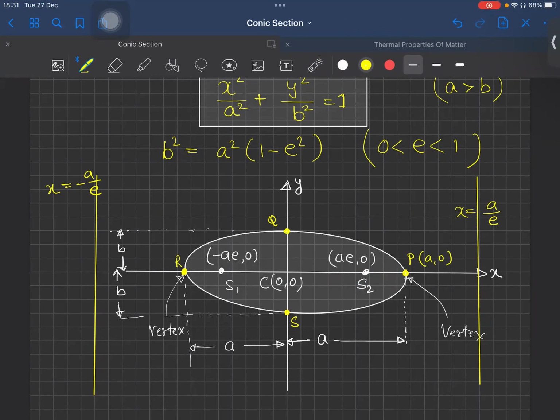What will be the coordinate of Q? From here to here, it is B, no? So what will be the coordinate of Q? 0 comma B. S? 0 comma minus B. 0 comma minus B, very good. R? Minus A comma 0. Minus A comma 0.